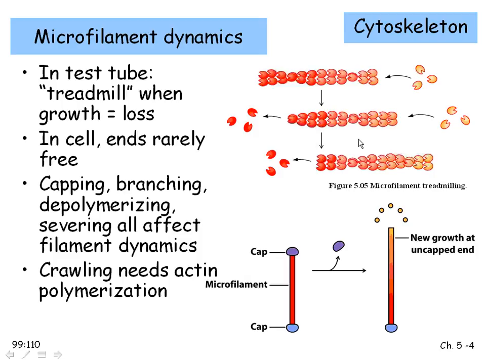In the cell, in fact, both ends are not usually free. But the treadmilling we observe in the test tube does point to the fact that the filament is very definitely polar and that the ends behave in very different ways.